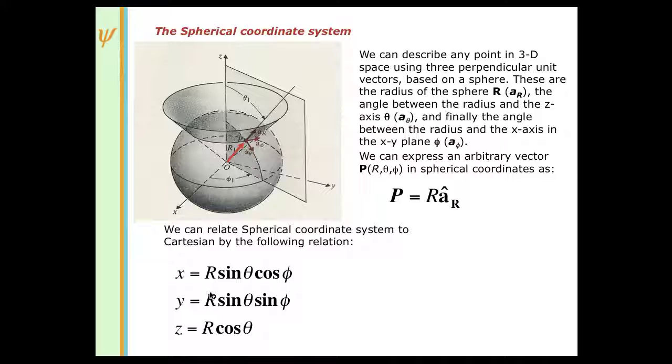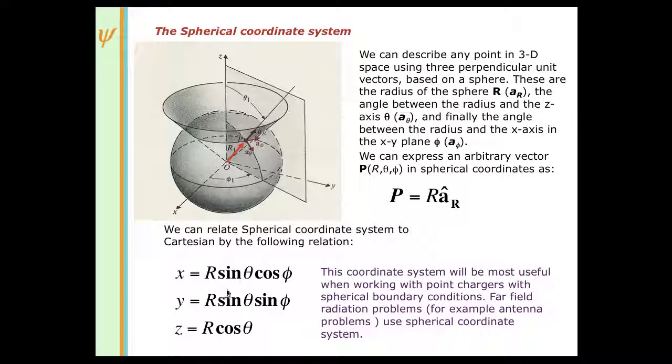You can also simply express the Cartesian coordinates x, y and z in terms of the spherical coordinates r, theta and phi like so. The spherical coordinate system is the most useful with problems with spherical symmetry, when any rotation about the origin does not change anything. That happens for point charges or spherical charge distributions.